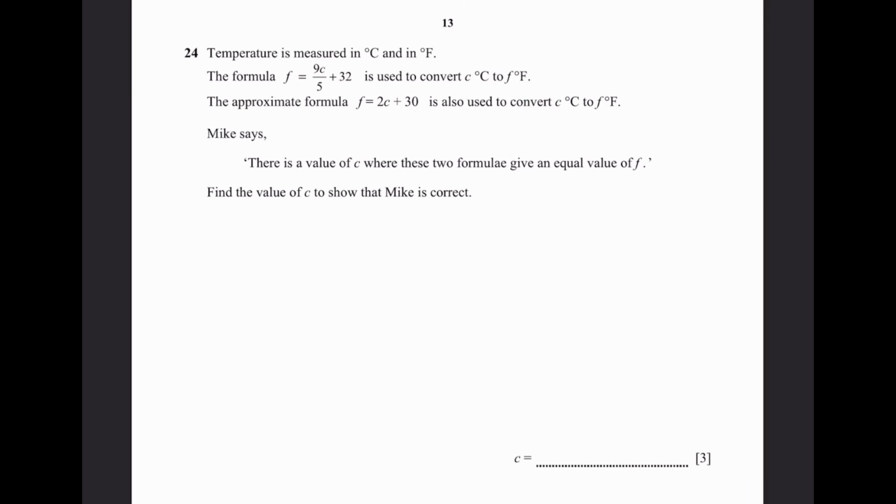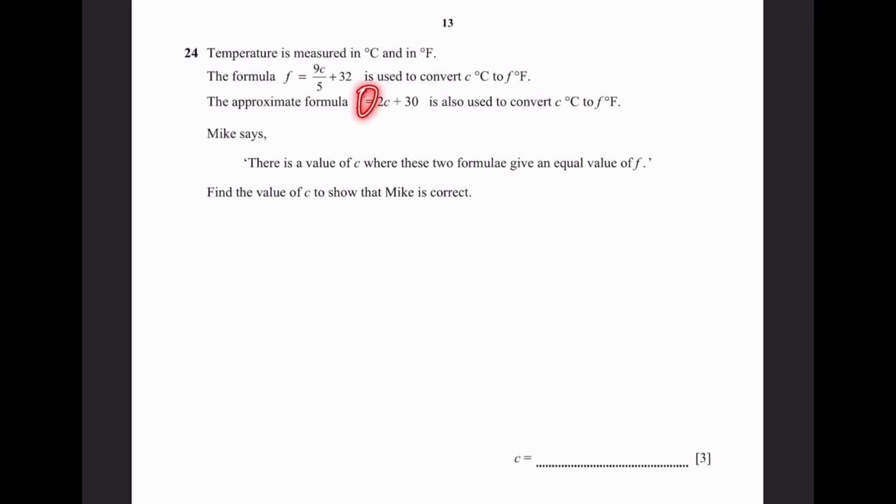Let's go to question 24. Temperature is measured in Celsius and Fahrenheit degrees. The formula F equals 9C by 5 plus 32 is used to convert Celsius to Fahrenheit. The approximate formula F equals 2C plus 30 is also used. Mike says there is a value of C where these two formulas give an equal value of F. Find the value of C to show that Mike is correct.